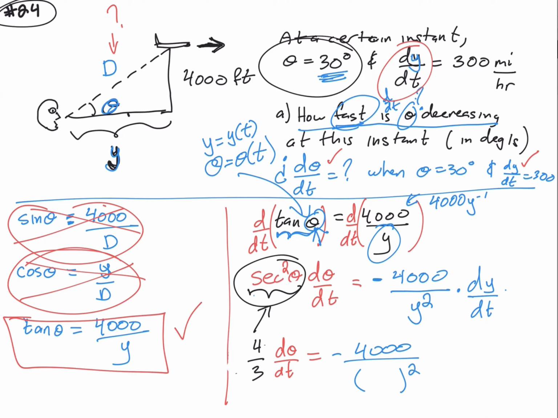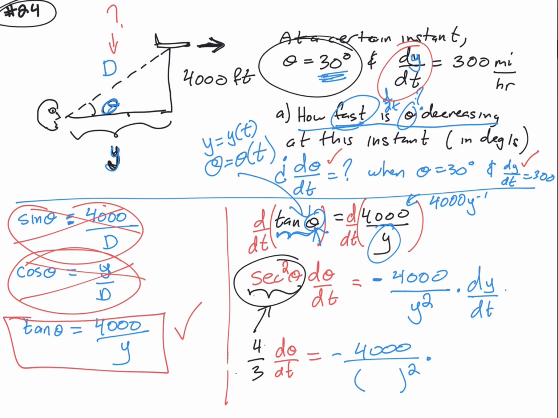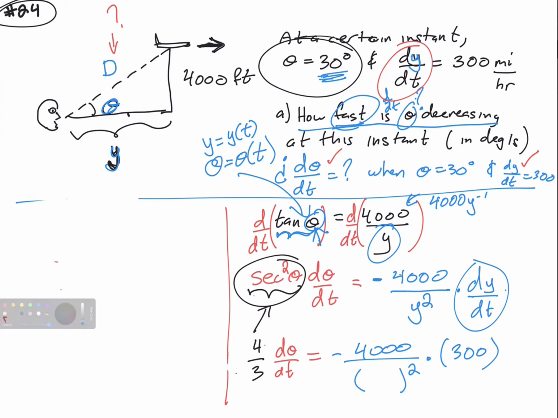What is y? Do I know what y is? No. Well, let me put what I do know. Okay, I know dy over dt is 300. So what is y? All right, okay, so now we need to find y. Okay, so how do I find y? Solve for y, yes, good, okay. Yeah, I need to use one of the trig functions, right? Because notice, I haven't used this 4,000 yet, right?